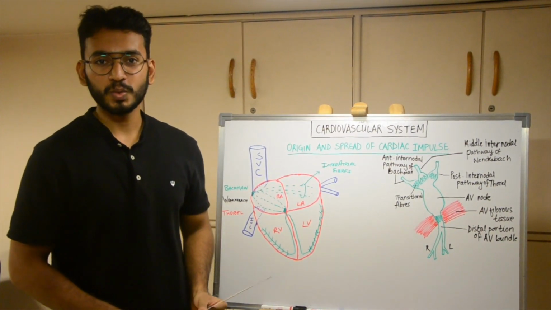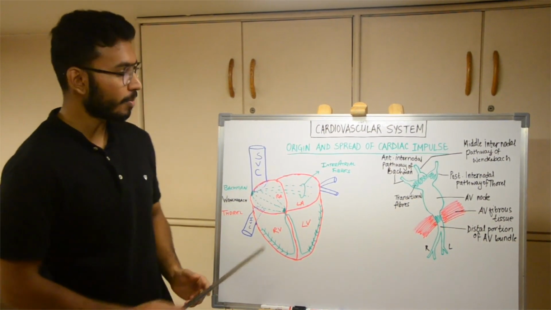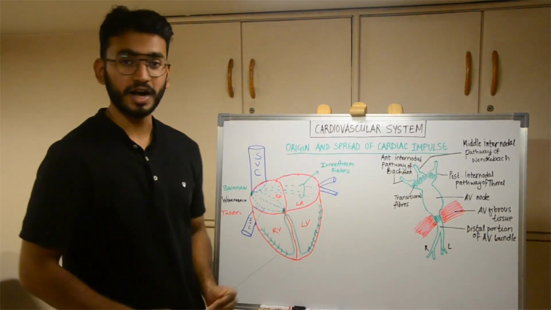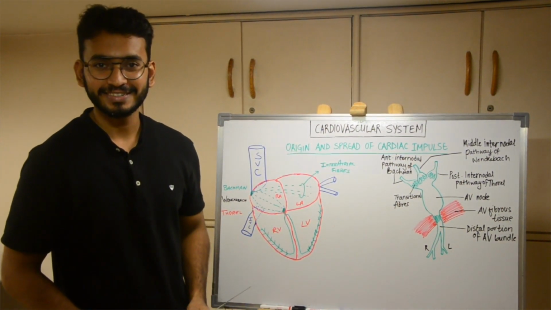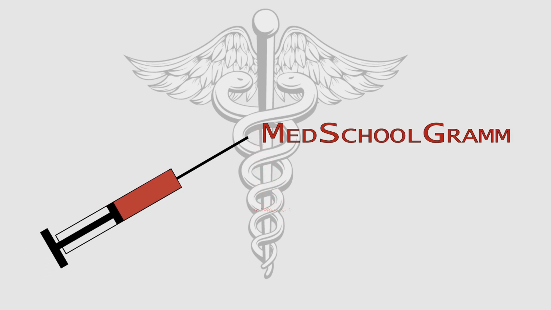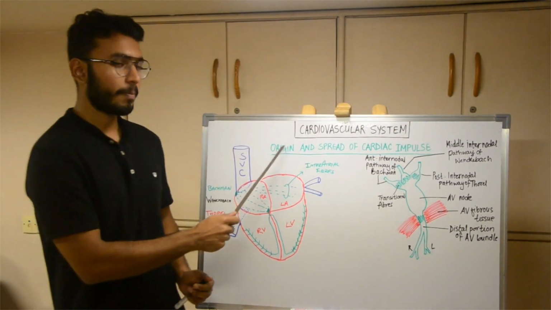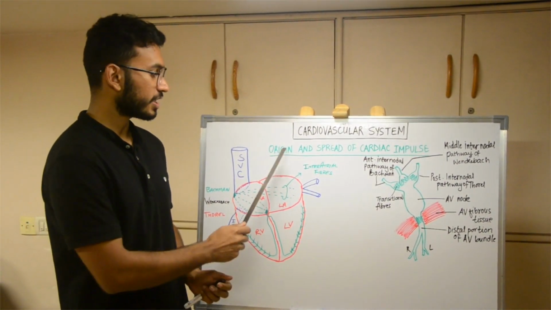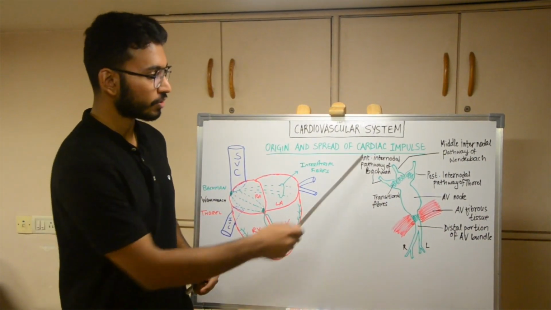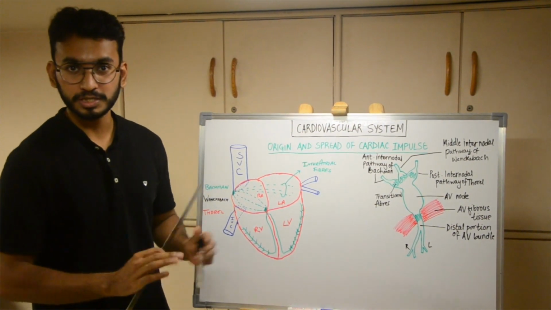So today we'll continue with the cardiovascular system, and today's topic will be origin and spread of cardiac impulse. So let's get started. We'll divide this topic into two parts. First, we'll discuss the origin, and then we'll talk about the spread of the cardiac impulse throughout the heart.